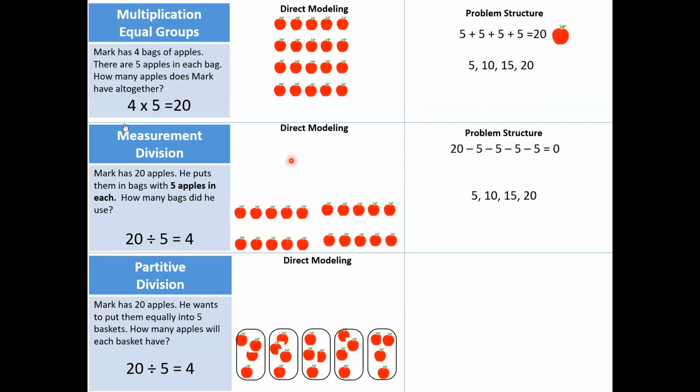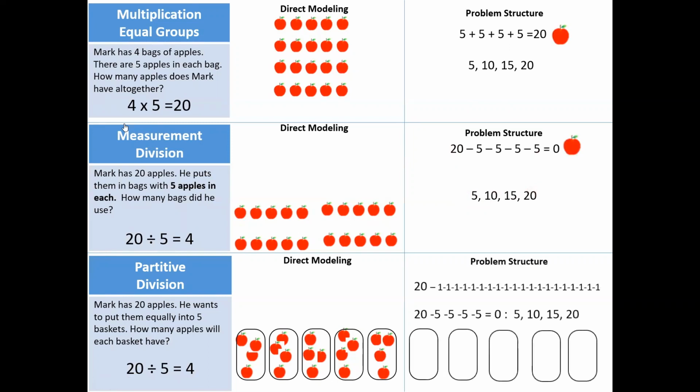I'm just saying if you follow what we did, we had 20 and took away 5, 5, 5 and got 0. Or you could work from 0 and go 5, 10, 15, 20. Regardless, guess what? What do you skip count by? You're skip counting by apples. Now let's take a look at this one.